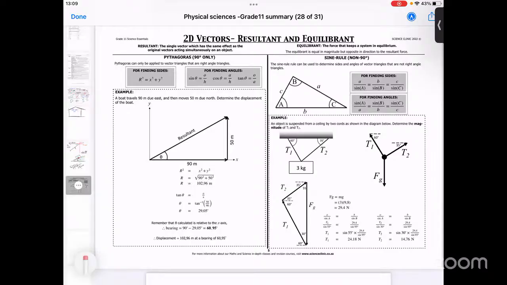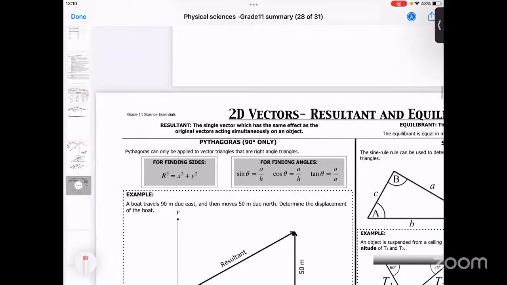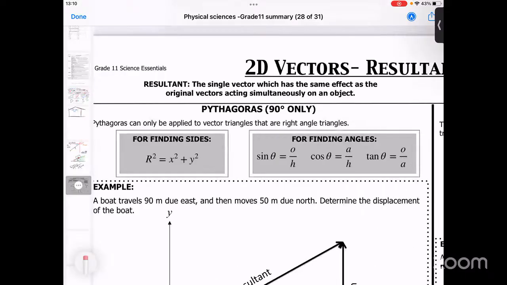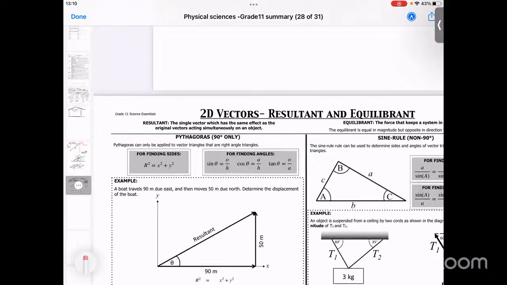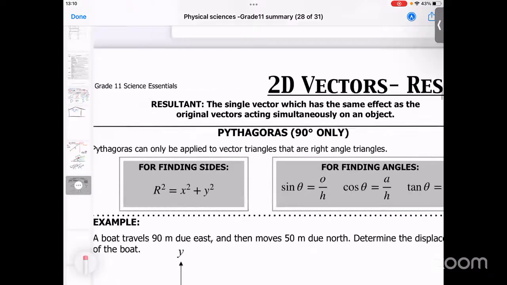Okay. So let's see, 2D vectors: resultant and equilibrant. Yes, these are the two things that we are going to be looking at. As far as the resultant is concerned, not only the resultant, but also the equilibrant. So, very quickly, let's have a look at that definition over there, where this talks about the resultant.